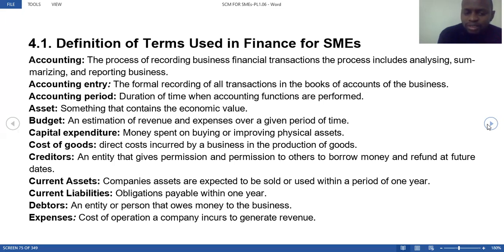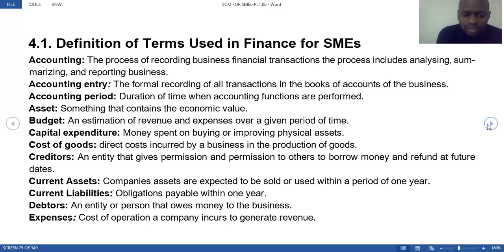And normally, it's a period of 1 year. Then we have debtors, an entity or a person that owes money to the business. Remember, we said debtors form part of the current assets because this is money that other businesses owe your business. So they have to pay. And once they pay that money, then it means that money is yours.